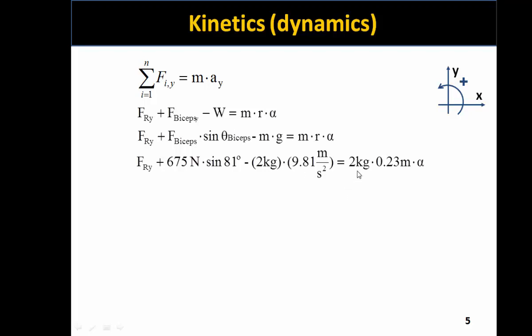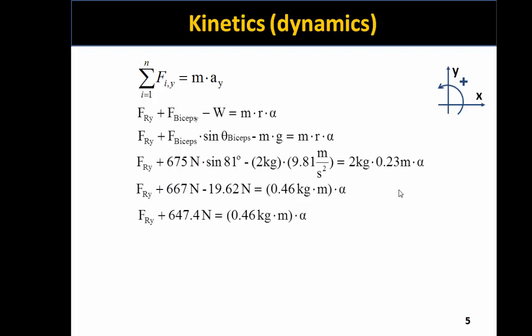And that's going to be equal to 2 kilograms times 0.23 meters for r. Once again, we're going from the elbow to the center of mass. And we go through our calculations. It's my habit to figure out the products one at a time. I like to do things step by step, keeps me organized. And then what I find is I have a final expression with alpha and FRY. I have two unknown variables.